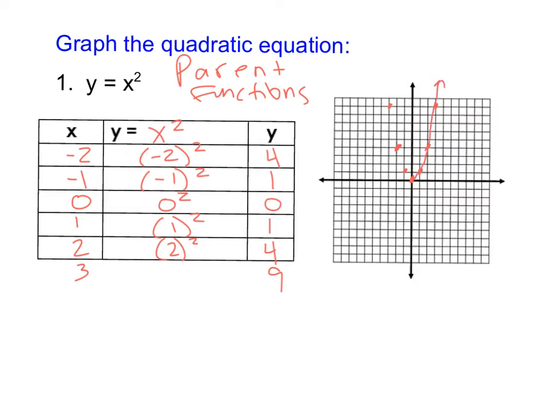So this is my graph. This is what a quadratic looks like, and this is the parent function. Every single parabola will look like that. It can get stretched. It can get flipped upside down. It can get skinnier. It can get wider. There's lots of stuff that can happen to it, but that is the most basic function. Kind of like y equals x is the parent function for a line.